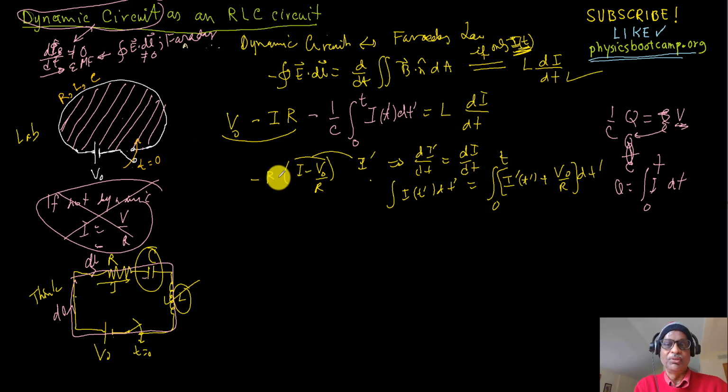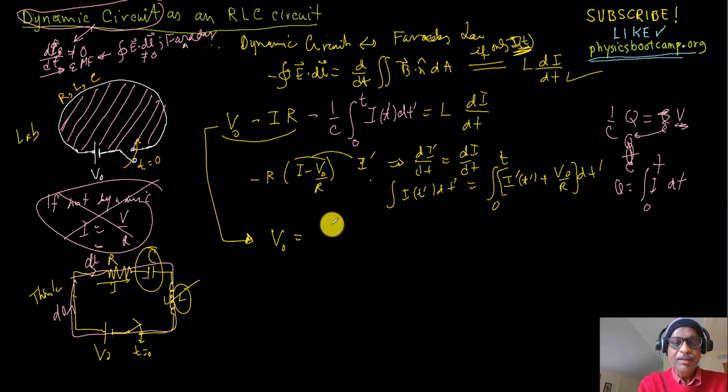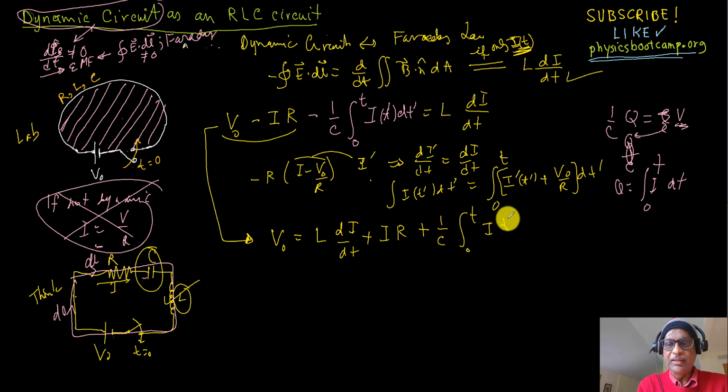But that's not what I'm going to do. There are a couple of ways to proceed here. So you have V0 equals L di/dt plus IR plus 1 over C times the integral from 0 to t of I of t prime, dt prime.